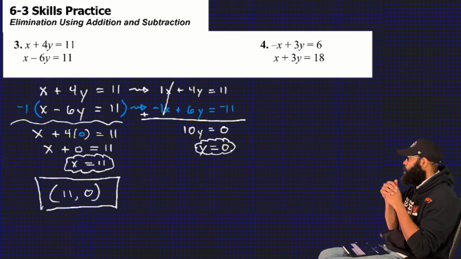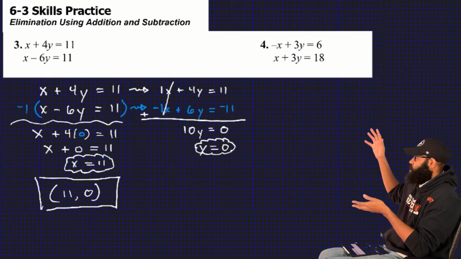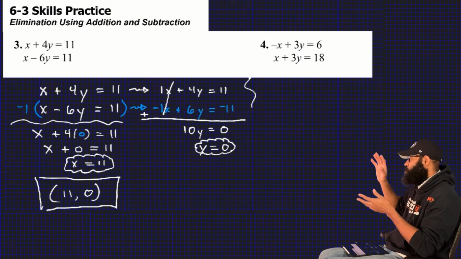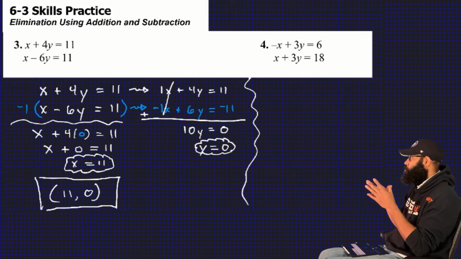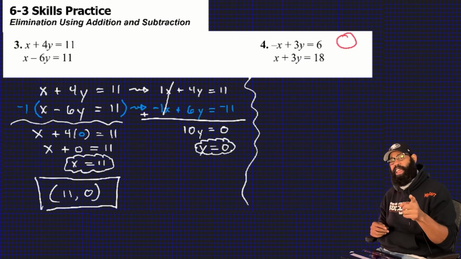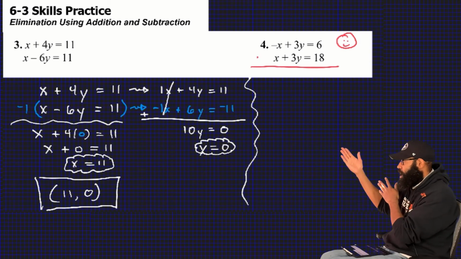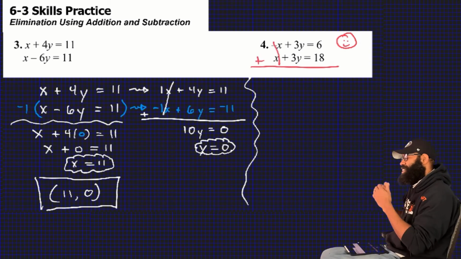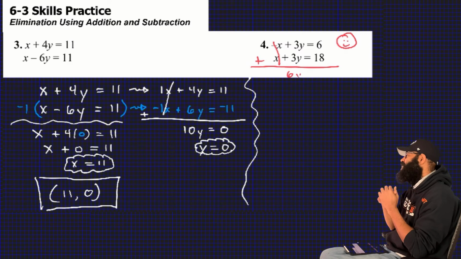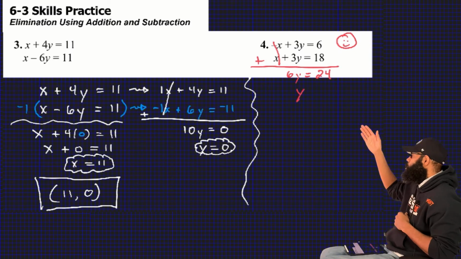All right, guys, so as I look at number 4, this is a happy face. And I say it's a happy face because I see opposites. First term in the first equation, negative x. First term in the second equation, positive x. That's why I'm happy. You see the happy face. And so, boom, bang, pow. 3y and 3y is 6y. 6y is equal to 24.